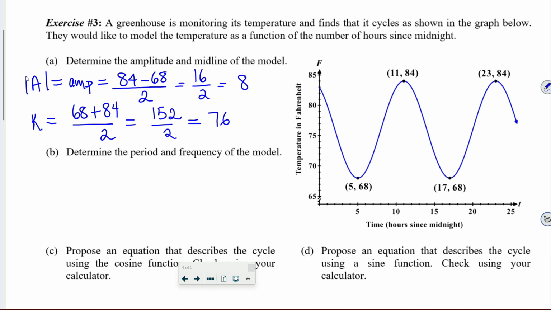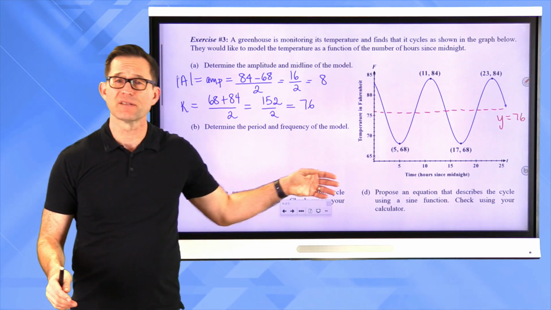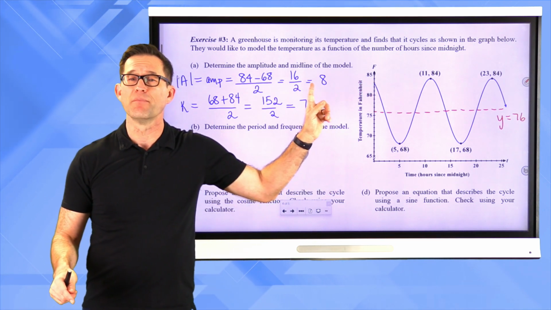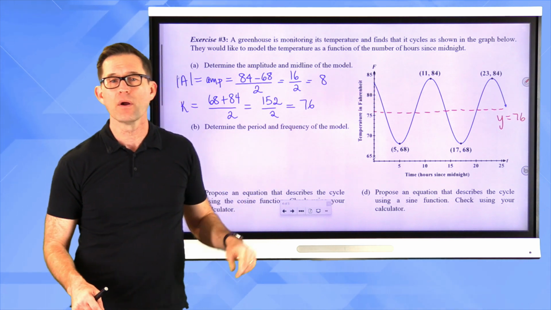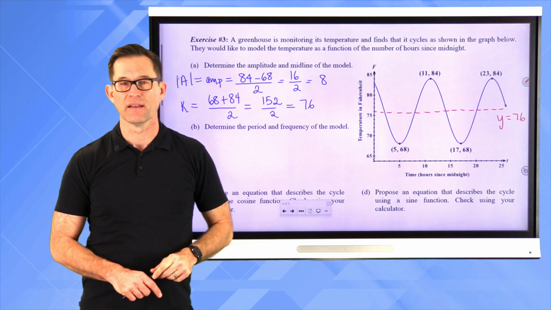I always love to have that thing graphed on there. You've heard me say that a million times. So y equals 76, meaning that that's the average temperature in the greenhouse. The average temperature is 76. We're going 8 degrees above that to hit a maximum of 84. We're going 8 degrees below that to hit a minimum of 68.